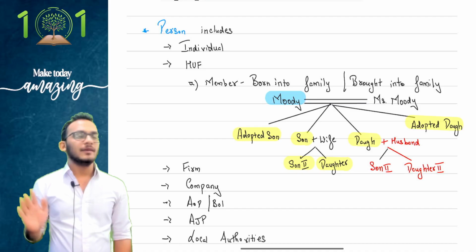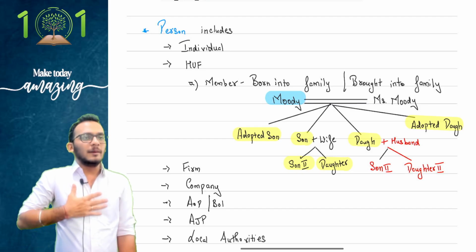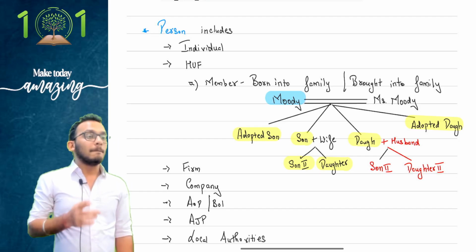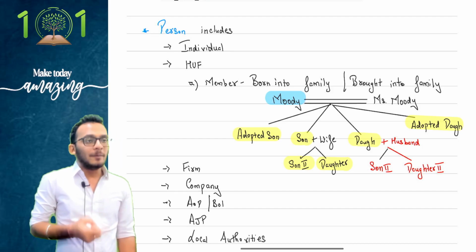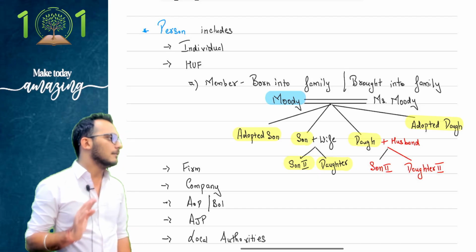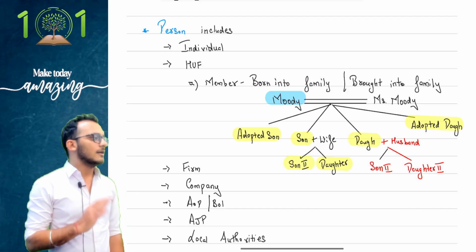Any doubts on the understanding? Yes. So if you understand this carefully, people, when I talk about members, a member is all those people who are born into the family or brought into the family. But coparceners are those people who are born into the family, not brought into the family. Any doubts on this part?